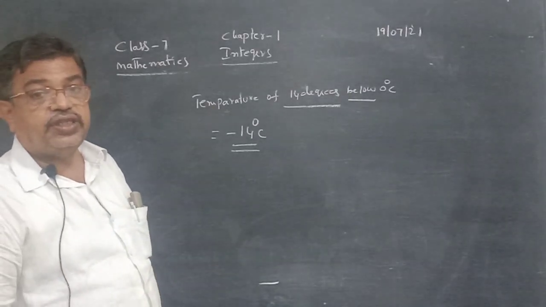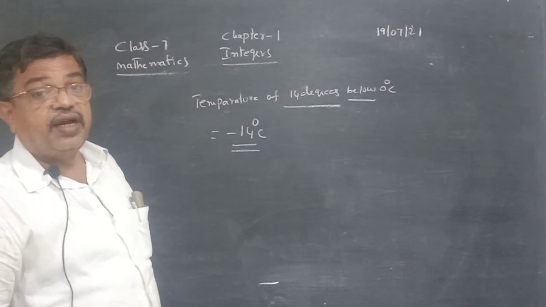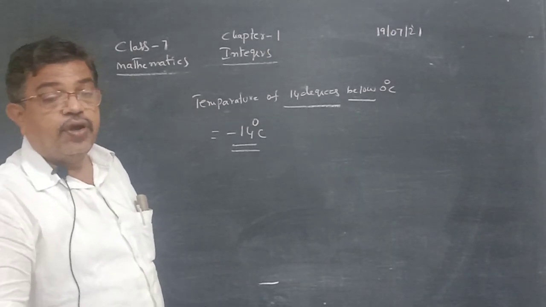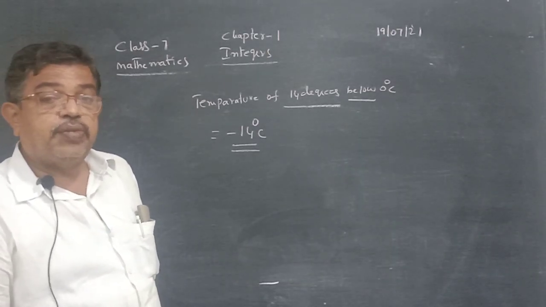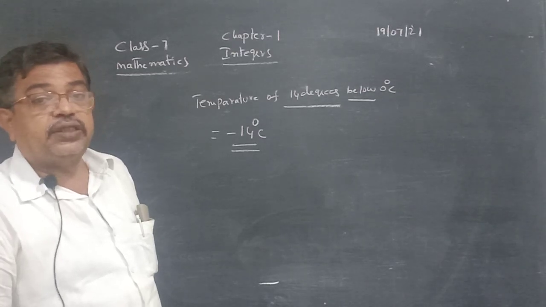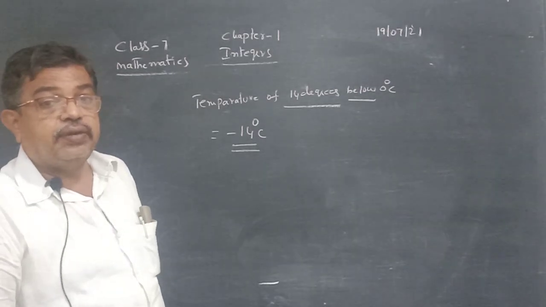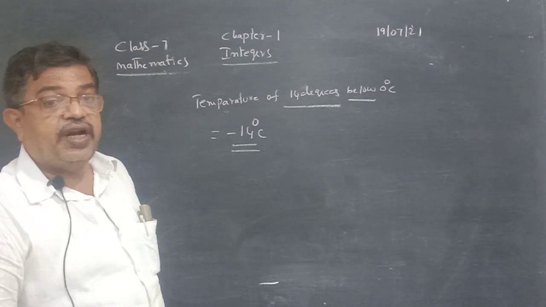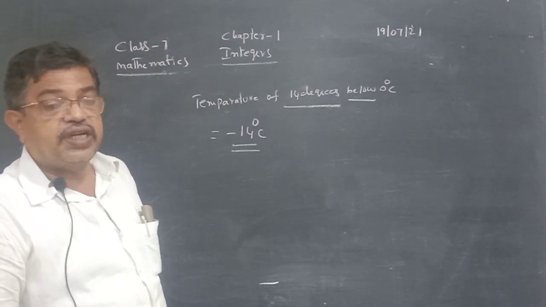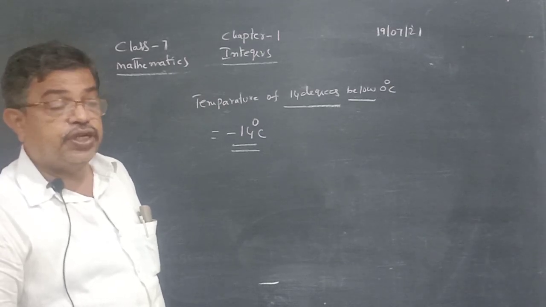So, all these situations we come across in our daily life. In daily life, we make use of integers. Some are represented with positive and some are represented with negative. So, integers are both positive and negative. What is the integer that is neither positive nor negative? 0.